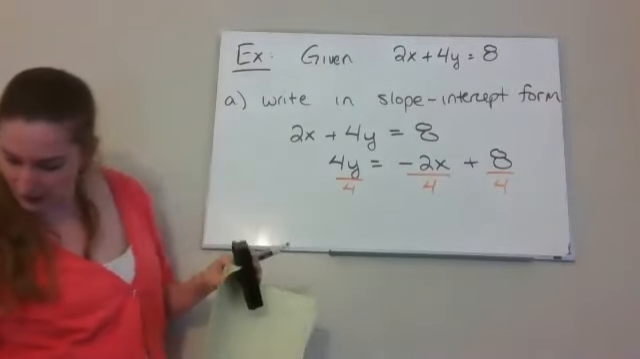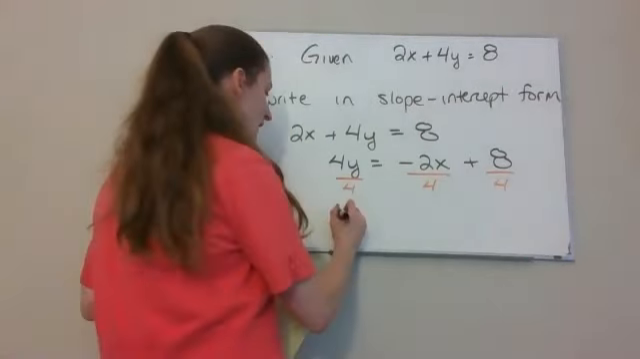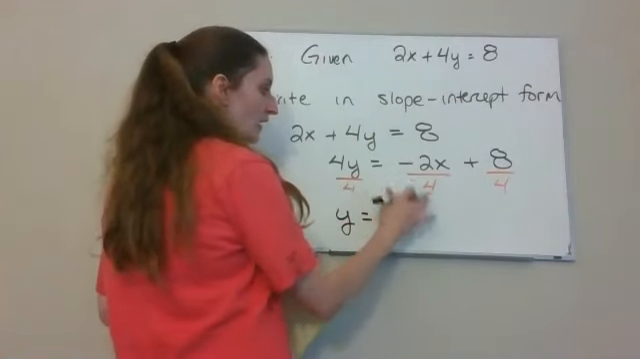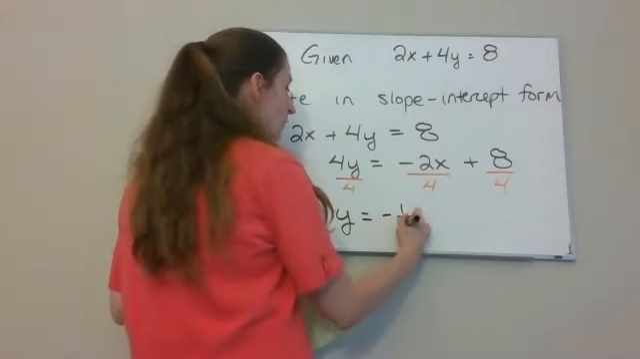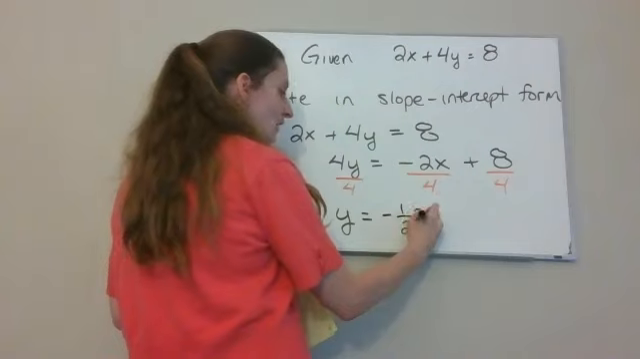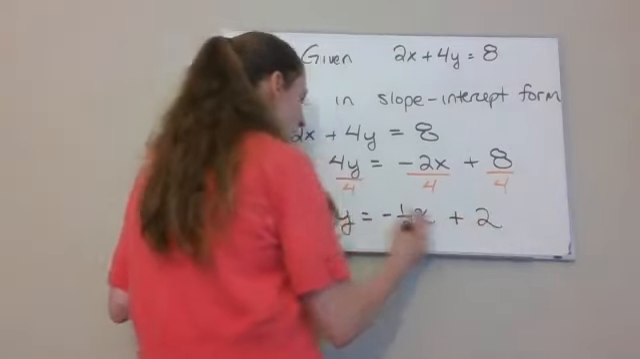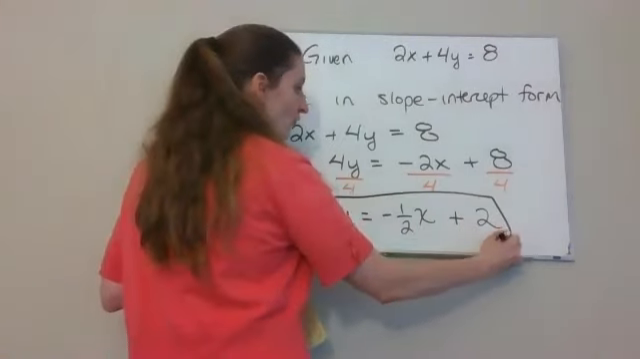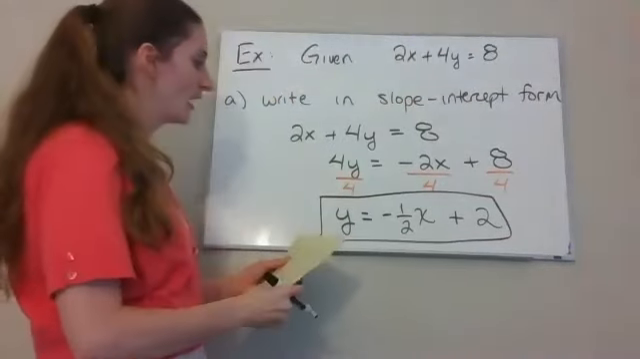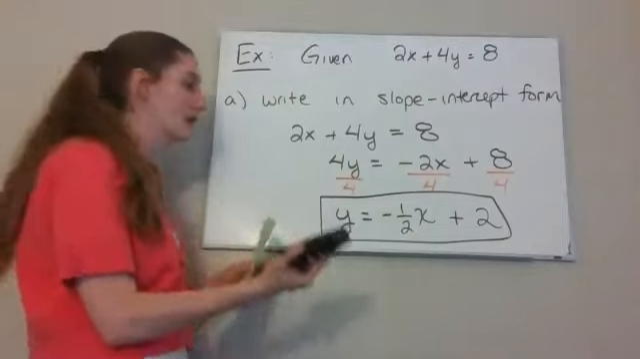So then I just have to simplify this. And I'm going to get y equals a negative 2 over 4. That simplifies to negative 1/2 times my x. And then 8 over 4 is 2. So my slope-intercept form of this linear equation is y equals negative 1/2 x plus 2.